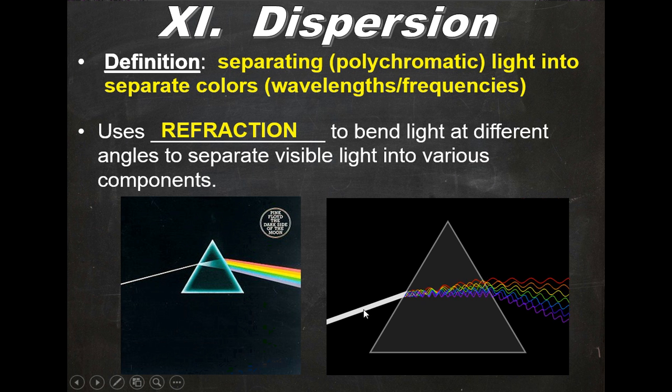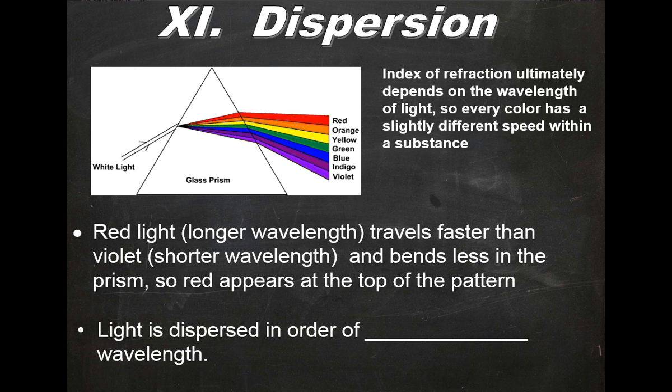Here's just another animation that we've got going on, where we have red up on top and then violet on the bottom. And notice that the red has the biggest wavelength and the violet over here has the shortest wavelength. And it's in order of biggest to smallest wavelength. We'll discuss why that is the case in just a moment. So again, if we look at this picture here, the index of refraction ultimately depends on the wavelength of light. So every color has a slightly different speed within the substance. Let's explain that statement here.